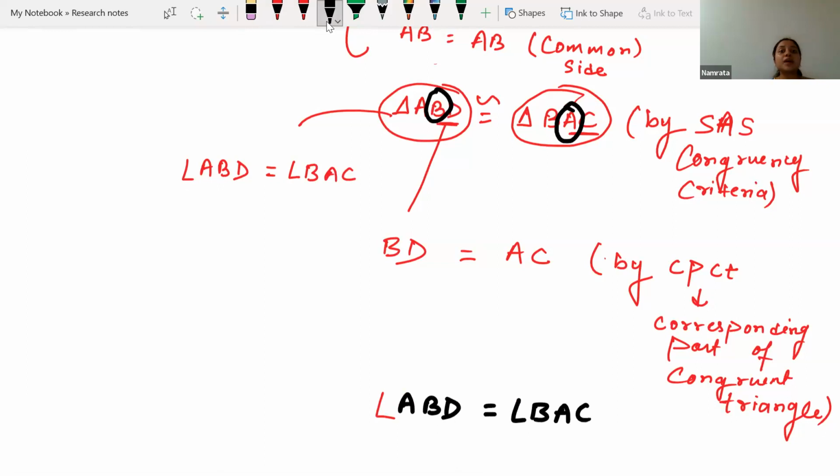Again, from where am I writing this? By CPCT, because these two are corresponding angles and they have to be the same once we have proved these two triangles are congruent. So again, I am going to write by CPCT. And this way we are done with part 3 also. This was part 2. This was part 3. So for part 2 and part 3, you don't have to do anything. You just must have the knowledge of CPCT, that corresponding parts will automatically be the same. Is it clear to everyone?